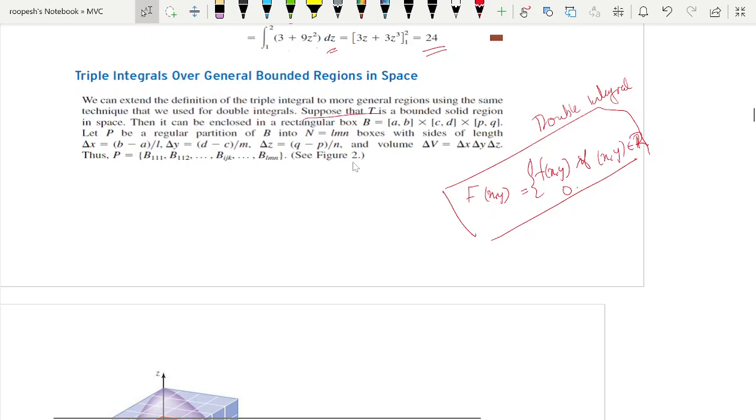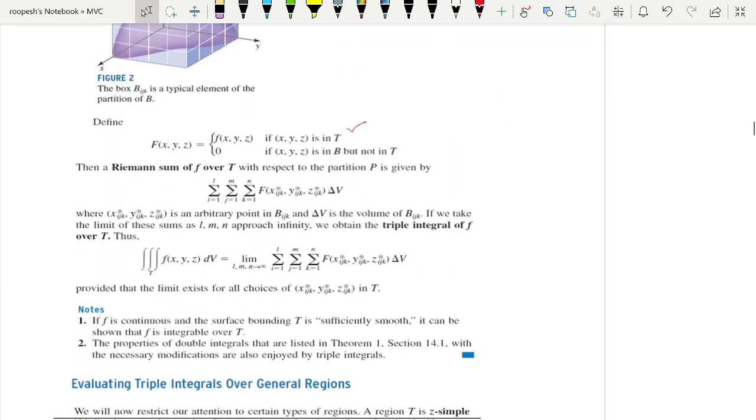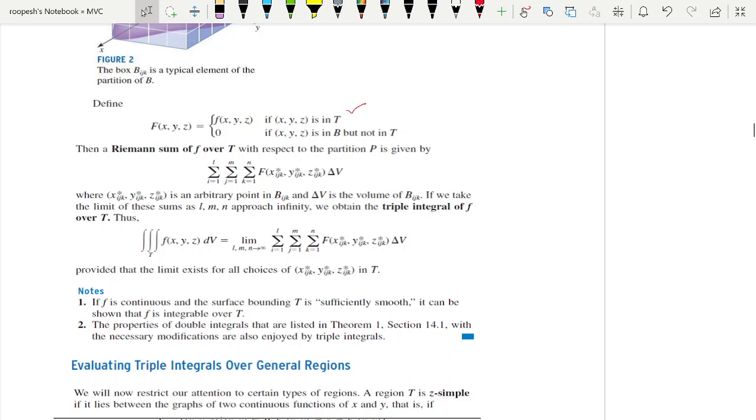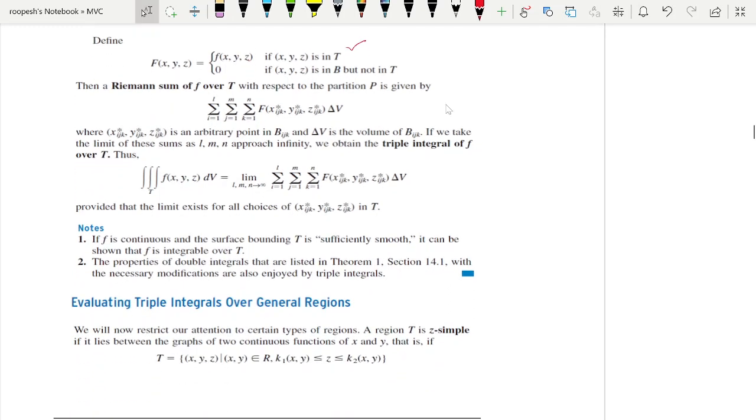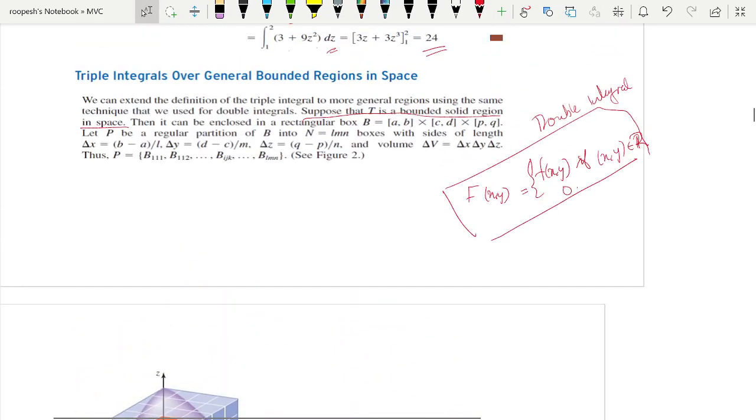Suppose T is a bounded solid region in space. So we have first of all defined it like that. Now we can go for the Riemann sum over this T. When L, M, N tend to infinity, you will get the triple integral. So this is defined for a general solid, or we can say a bounded solid region.